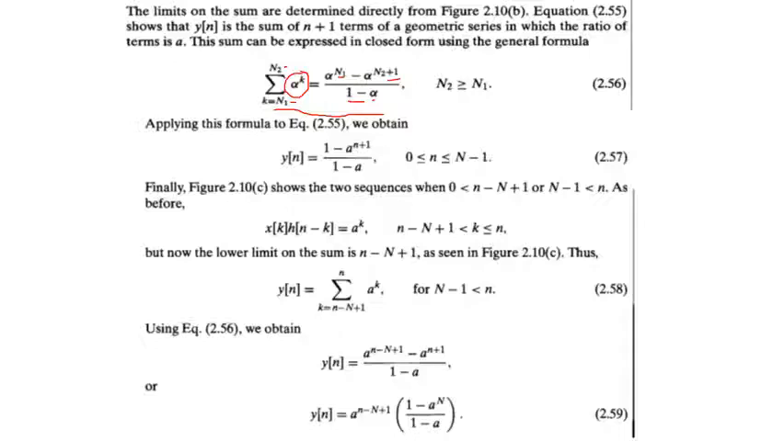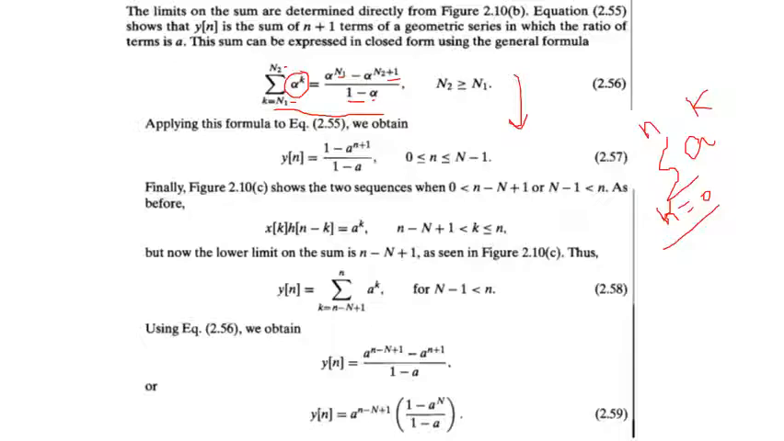So if we apply the formula of this geometric series to equation 2.55, we know that our first interval was that k starts from 0 and goes toward n. So that was our first convolution interval. Obviously one signal starts from 0. It is 0 before 0. There are no samples at minus 1, minus 2. So obviously the convolution will start from 0 and go towards n.